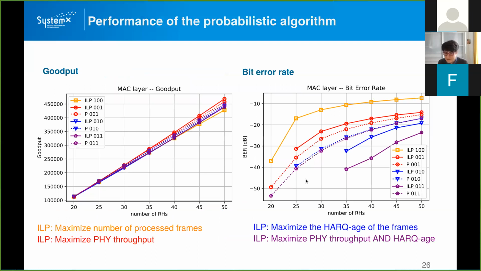On this plot, you get the results that you have with the probabilistic algorithms in dotted lines, in the same color that you have for the exact solution. You see that you lose quite a bit in performance on the bit error rate when you use the probabilistic algorithm, compared to the exact solution. This translates into a slight loss in goodput, which is expected. If you can solve your problem exactly, you are going to have a better performance.